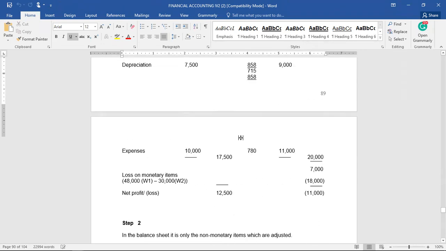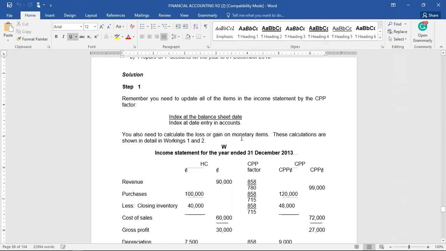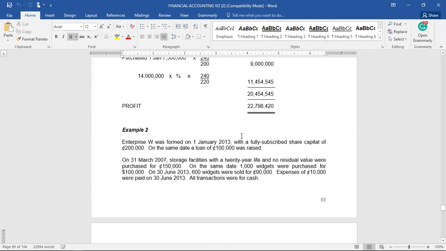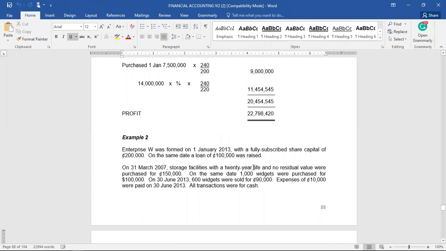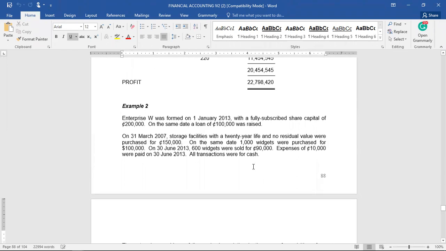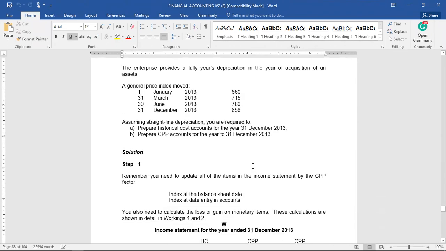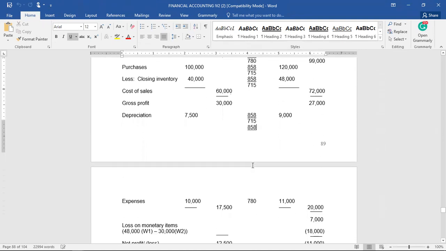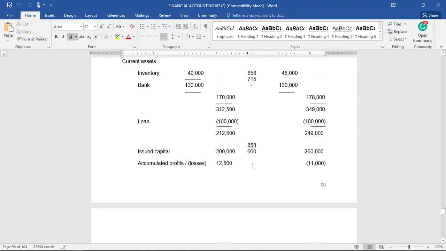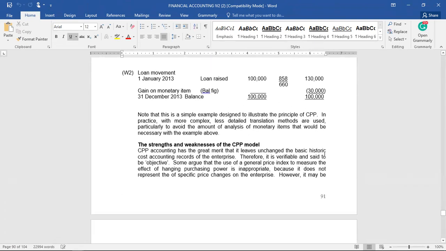So we did it in class. The solution is here. You can look at it as a guide, and based on that, you just solve the ones you see in the past questions to see if you are able to do that.